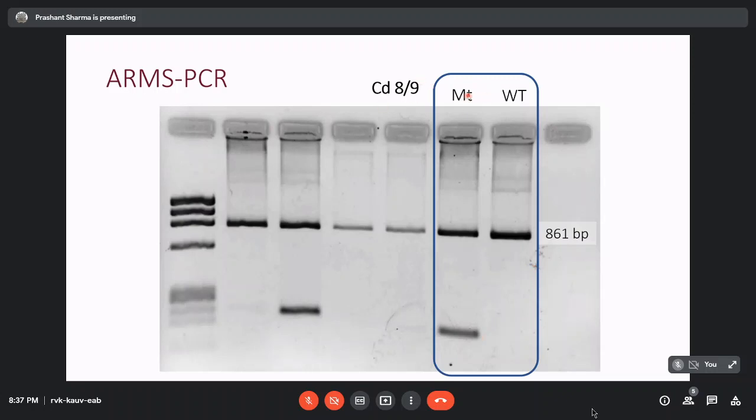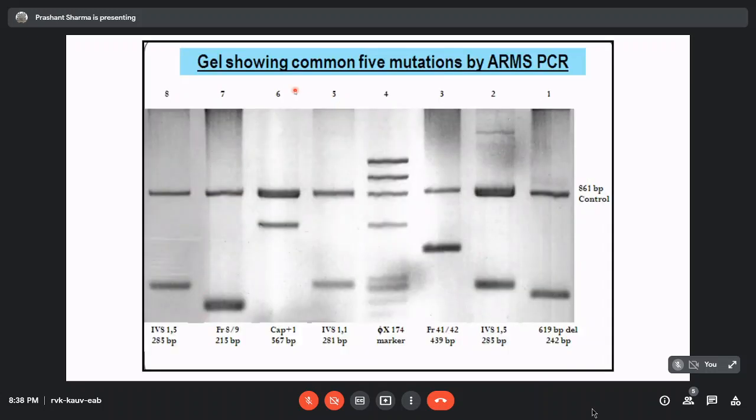So for codon 8-9, when we put in the mutant primer, we got the mutant product, but with the wild type primer, we got no product. So we can say that this particular patient is homozygous for the codon 8-9 mutation. And this was probably another primer, because you can see that the length is different. We compare them against the ladder, the base pair ladder here. So this is a gel showing the 5 common mutations by AIIMS PCR.